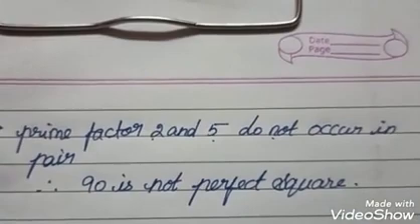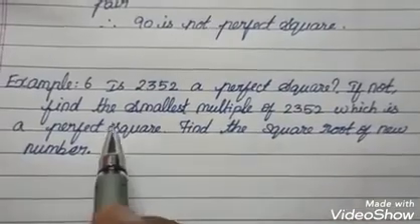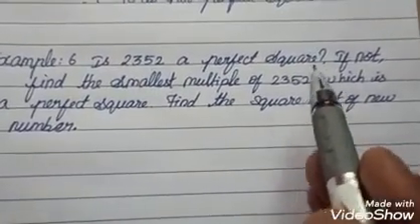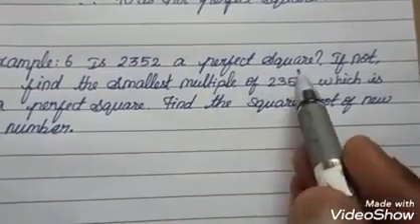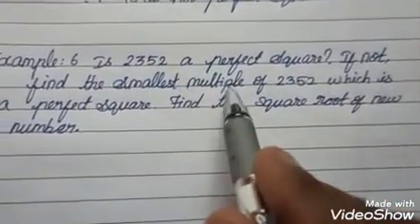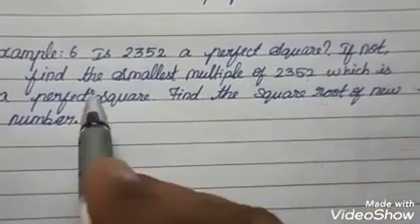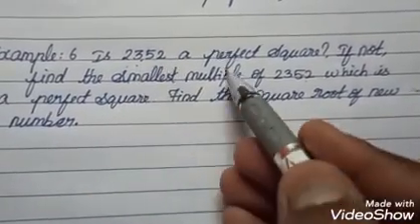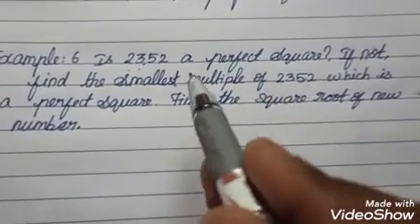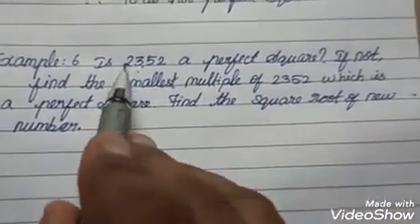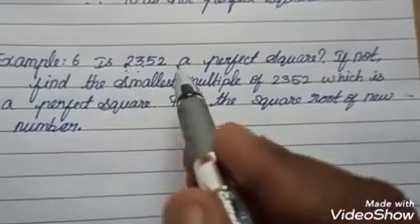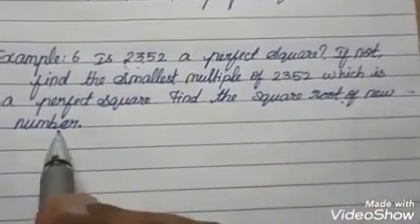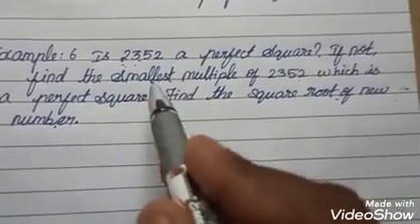So next we move on to example number 6. Example number 6: is 2352 a perfect square? Here also we need to find out whether it is a perfect square or not. If not, find the smallest multiple of 2352 which is a perfect square. So if 2352 is not a perfect square, we need to find which smallest number we need to multiply with this 2352 to make it a perfect square, and also find the square root of that new number after we multiply with the smallest number.